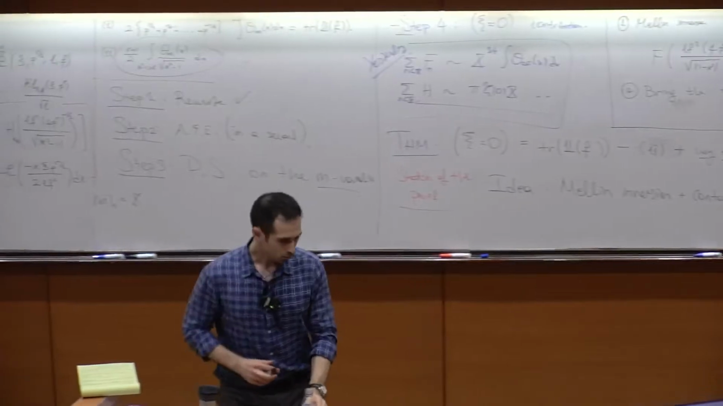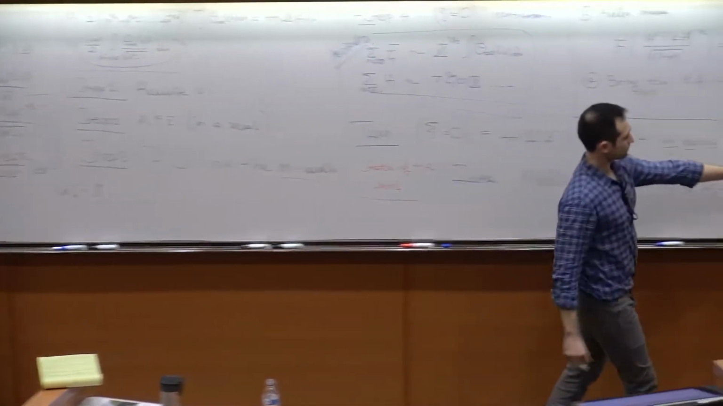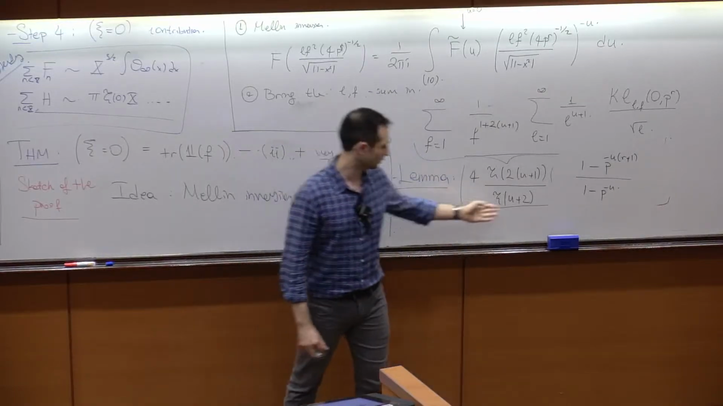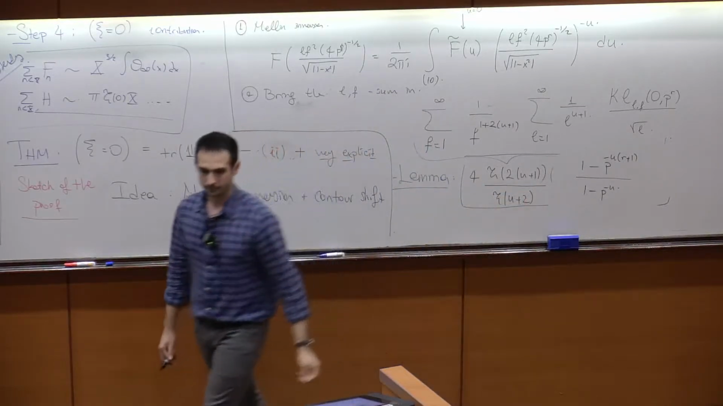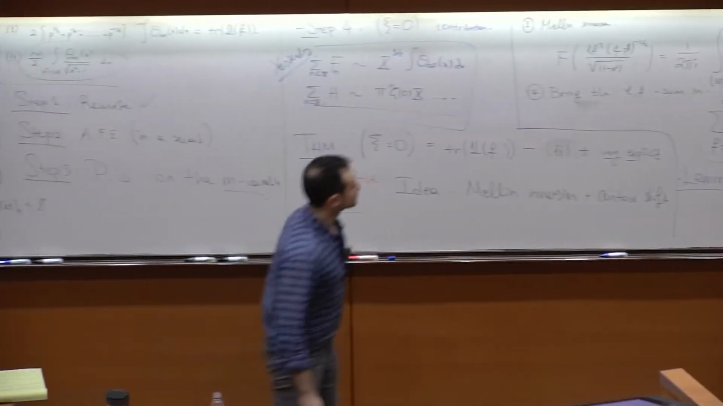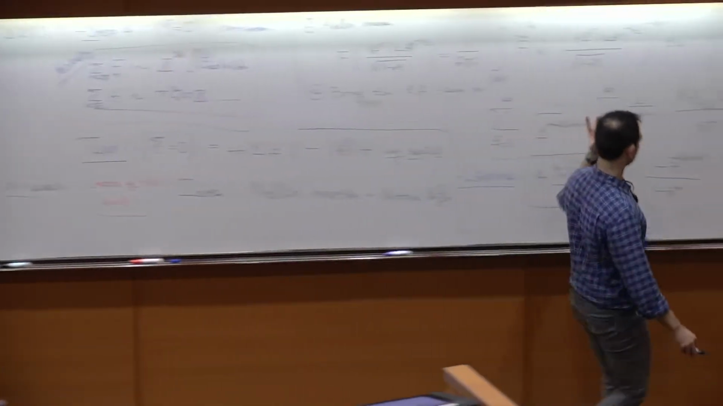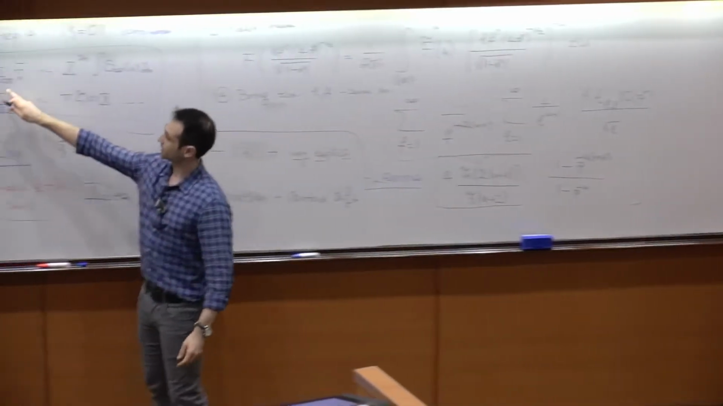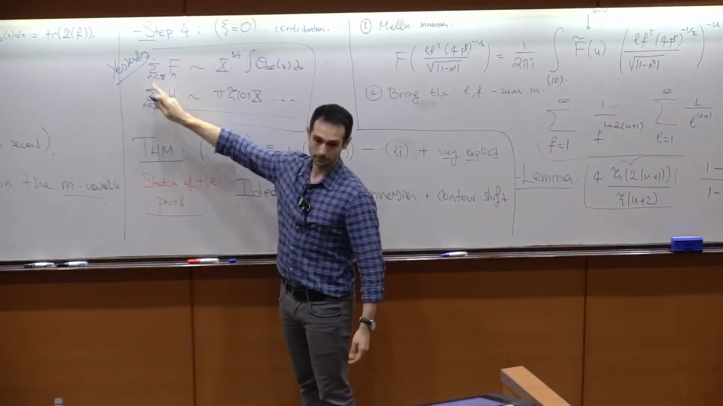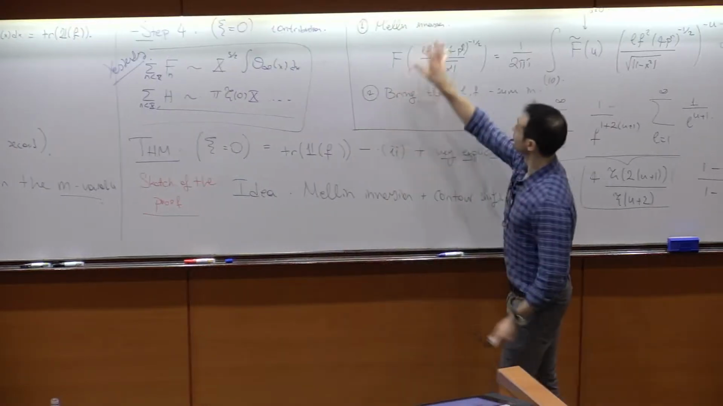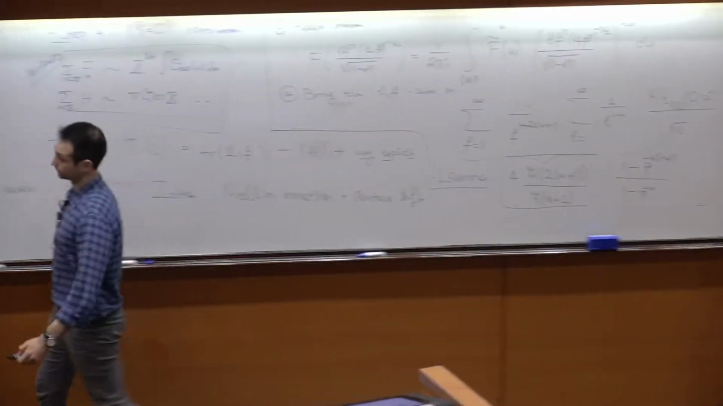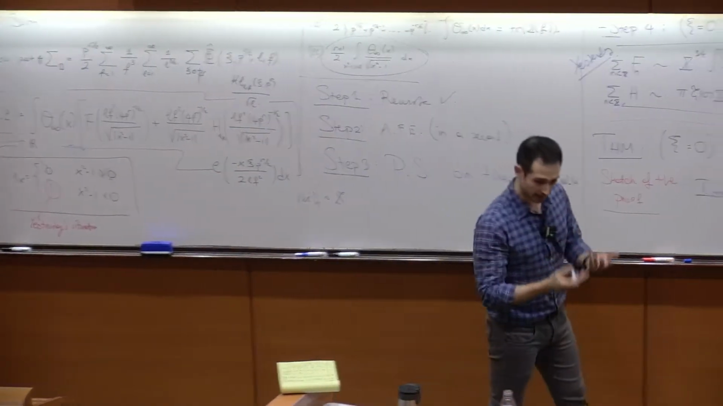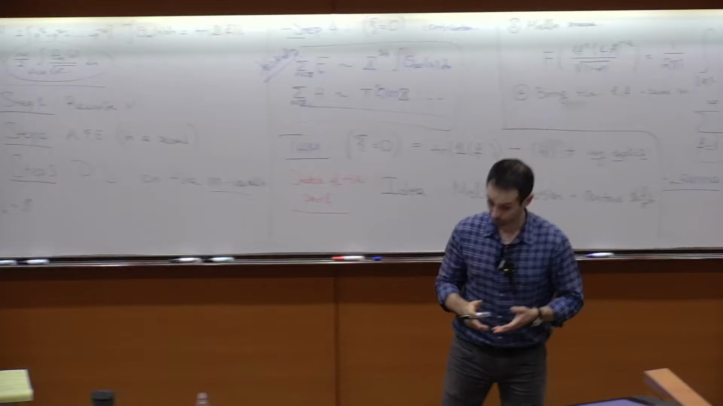You plug this guy in, so f of u times this. And you look at the poles of this guy. So I want to shift contours for the following reasons. Two things. One, I want to eventually sum this thing over p to the k, right? So if I can show that this term is small as a function of p, then I can show that this would not contribute to the beyond endoscopy limit.